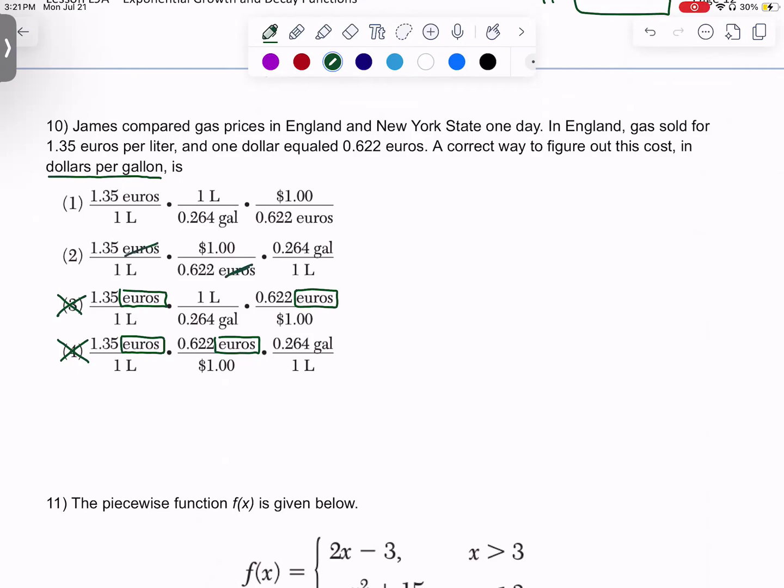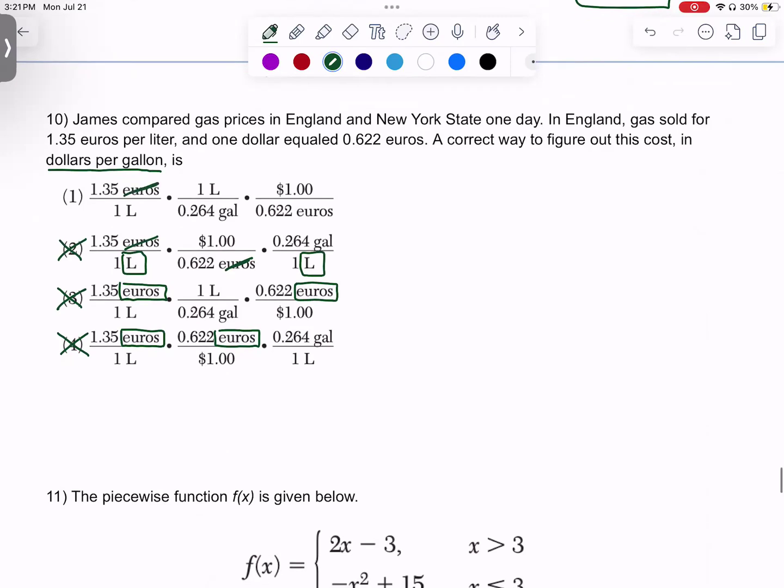Number 2, euros cancels, but liters, one is on the bottom and the other is on the bottom. We need one on the top and one on the bottom. Doesn't work. Number 1, euros cancels, one on top, one on bottom. Liters cancels, so we're left with dollars per gallon. Dollars per gallon, or dollars over gallon. Number 1 is correct.